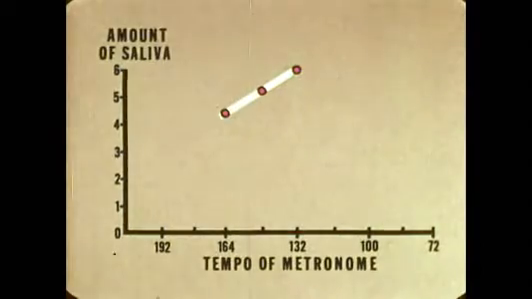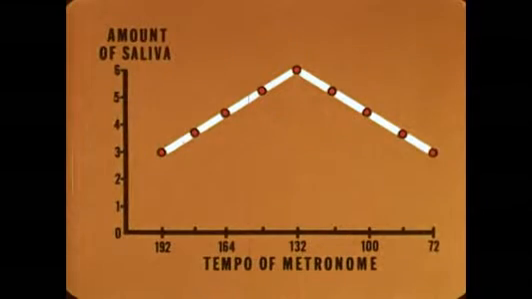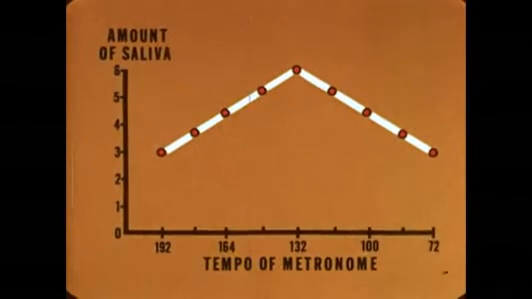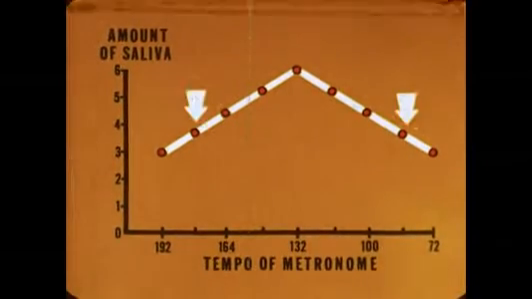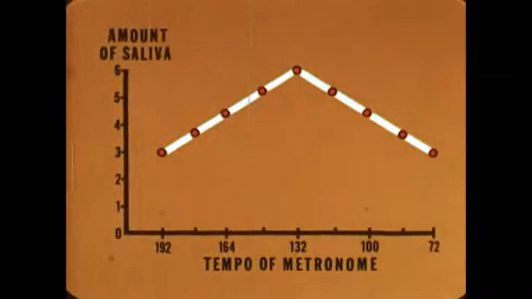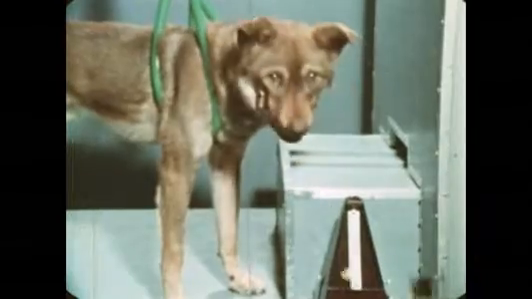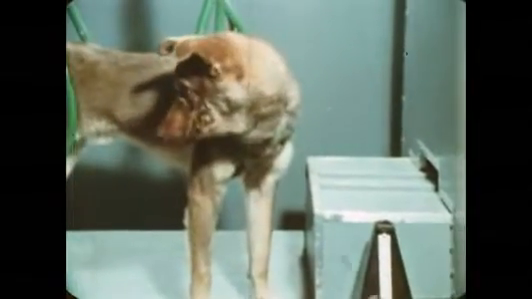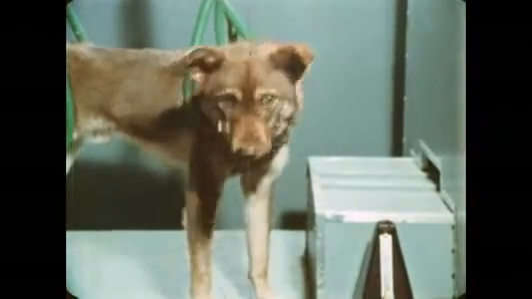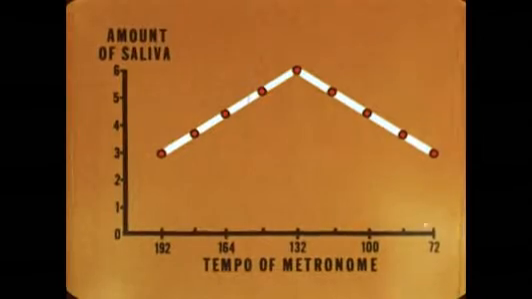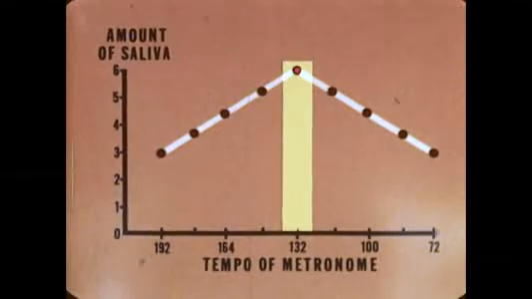This chart shows the amount of saliva produced during several trials at varying tempos of the metronome. The greatest amount was produced at the original tempo, the one used during the conditioning process. The more the tempo differed, the less saliva. After several trials, we can notice a further change. At this tempo, there's no longer any saliva being produced. Eventually, the conditioned response becomes limited to a very narrow range of tempos.